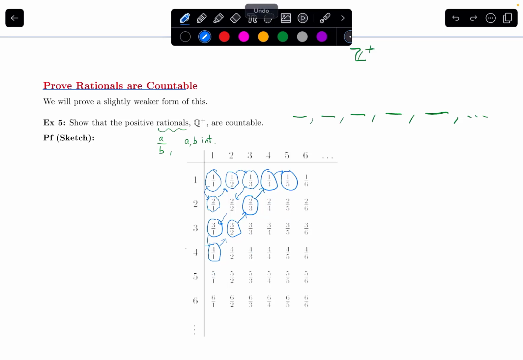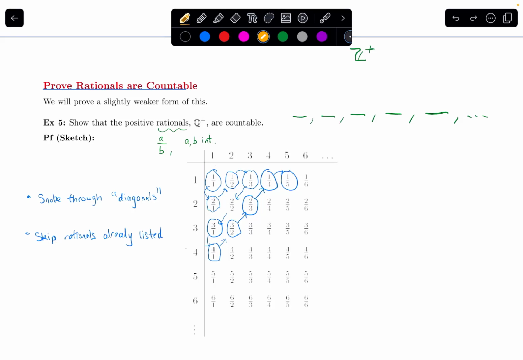All right, so what we are doing here is snaking through the diagonals in this grid, and when we do that, we will skip rationals that were already listed. So if I encounter the same rational again, like a duplicate, like I did with 1/1 and 2/2, well, I skip it the second time.